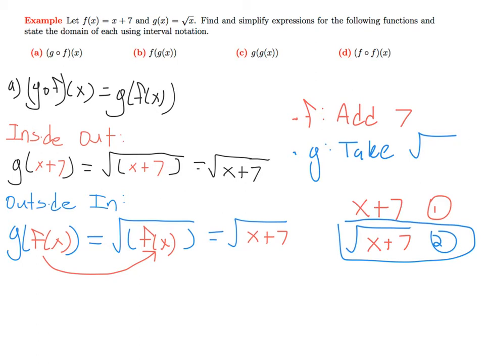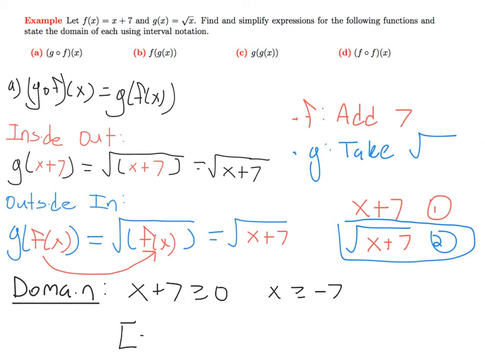And to find the domain, let's just recall that we have a square root here. And if we try and take the square root of a negative number, that is an undefined operation. So we need to make sure that whatever is inside the square root, in this case, x plus 7, is not negative. So in other words, it's greater than or equal to 0. And solving that inequality would give us x is greater than or equal to minus 7. Expressing that in interval notation, we would say from minus 7, including minus 7, to infinity.